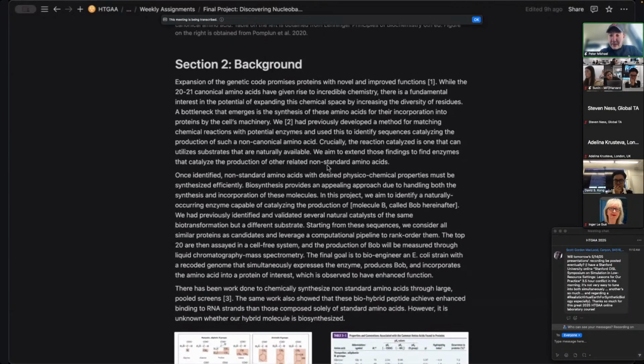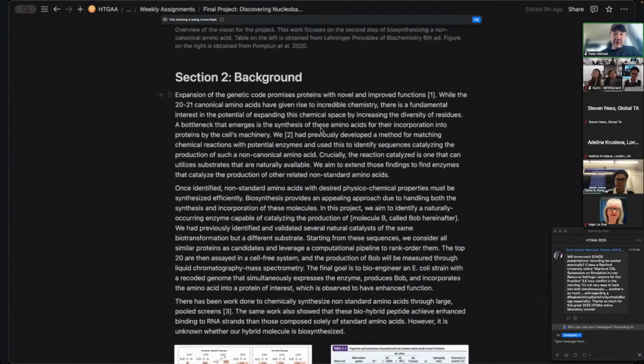Just some background. The expansion of the genetic code, I think, has been motivated for a while. People have taken codons that are redundant and tried to put in new amino acids, and hijack the genome in some sense to expand what we're able to do. So this is part of the background that we have.